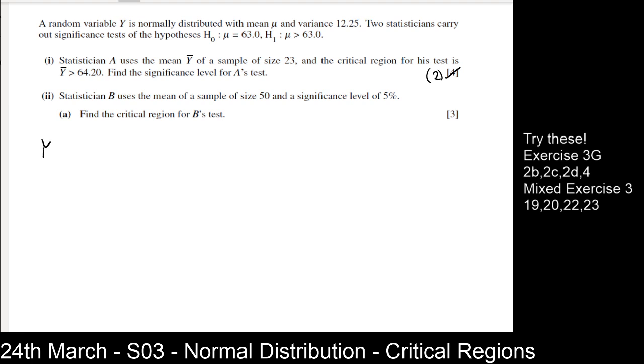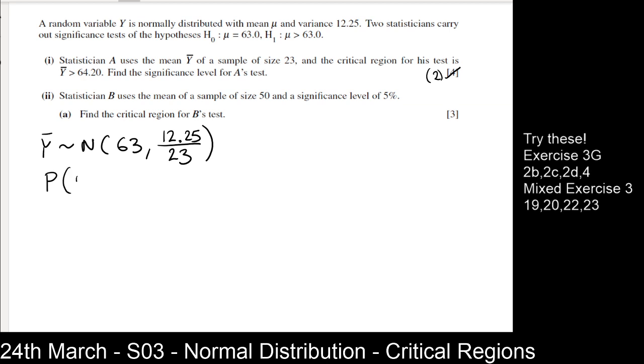First thing I'm going to do, I'm using y as my variable this time, and I'm talking about a sample, so I'm going to put the line above it. And I've got my mean of 63, because that's the null hypothesis. The null hypothesis mean will always be your mean here. And then the sample variance is 12.25, so I divide that by n, divide it by 23.